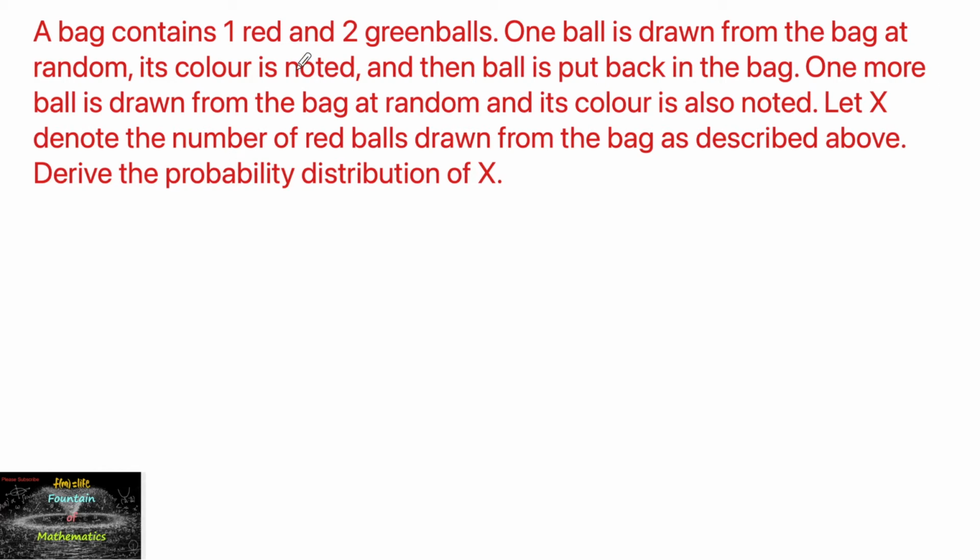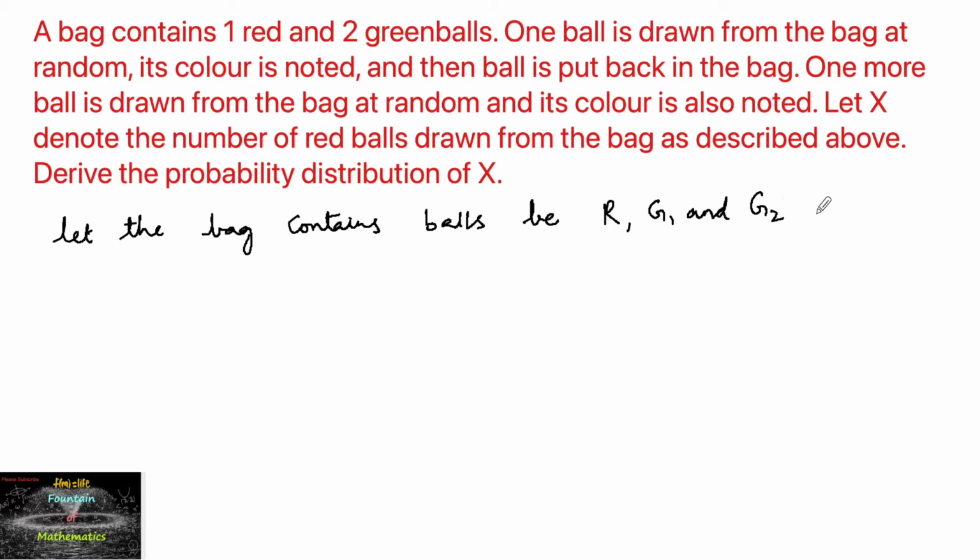A bag contains one red and two green balls. So let us consider, let the bag contain three balls: one red and two green balls, G1 and G2. And now one ball is drawn from the bag at random, its color is noted, and then the ball is put back in the bag. So the possible sample space can be taken.